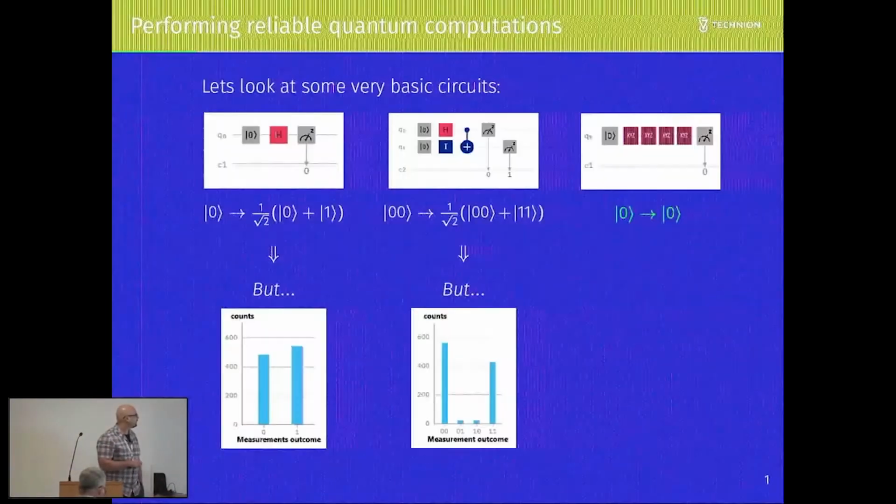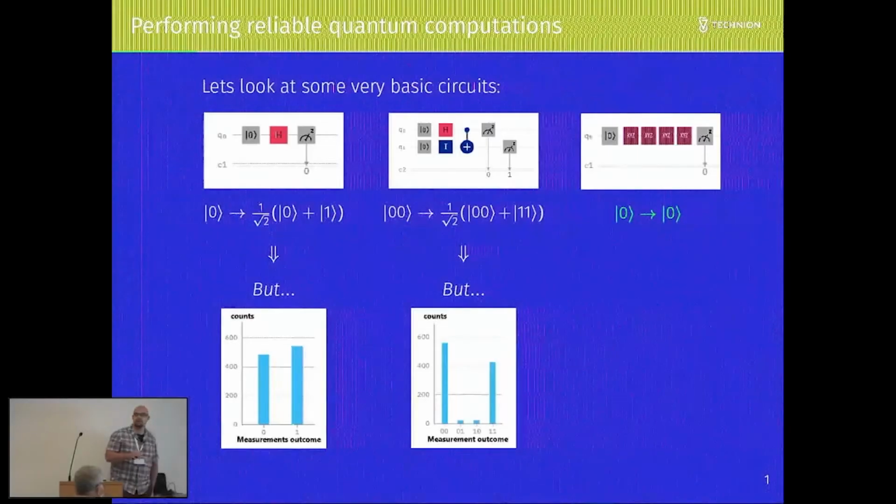Let's consider this example where we have a Hadamard gate with a CNOT. And again, starting with the 0, 0 state, we anticipate that it will go to the 0, 0 plus 1, 1 state. What do we get in practice? We get this. Not only do we get non-equal weights for the 0 and 1, we also get states that we did not anticipate getting.